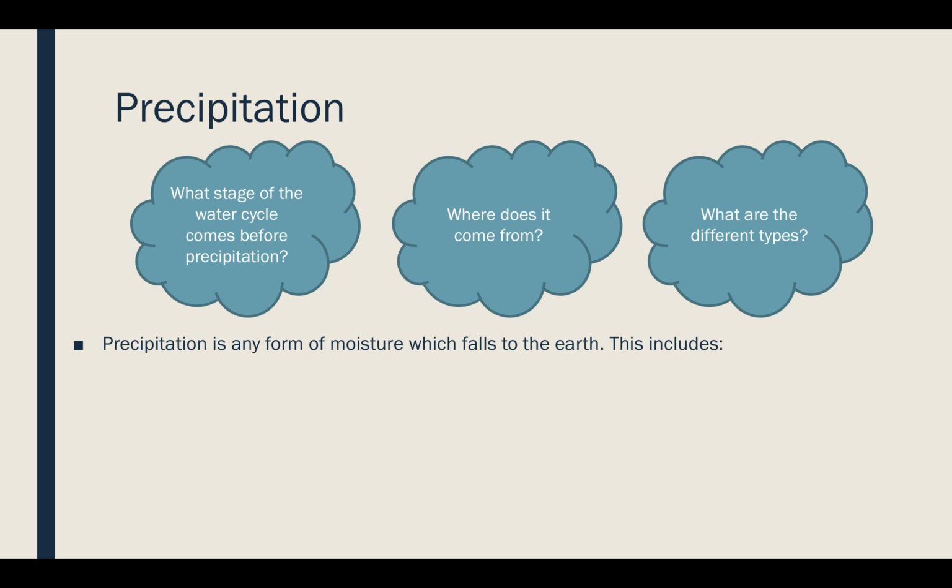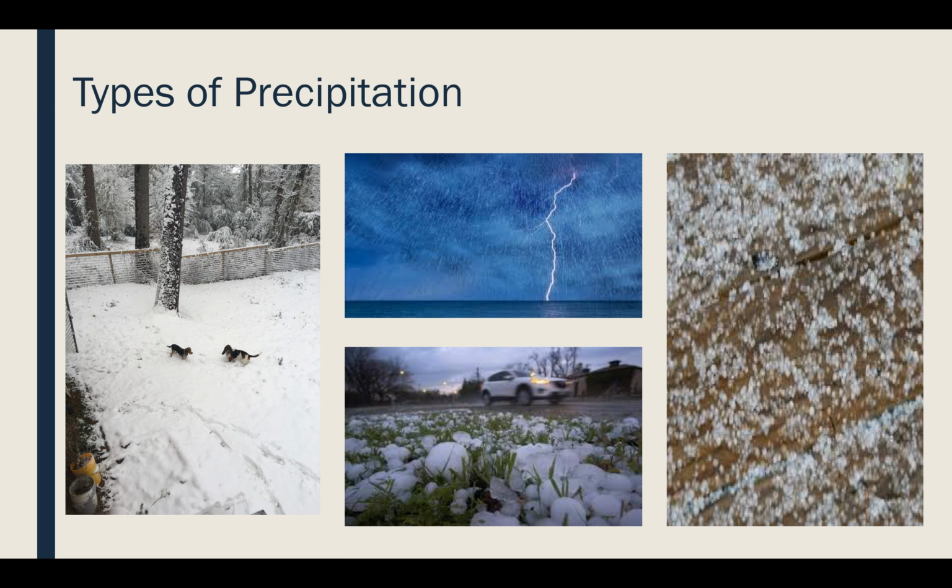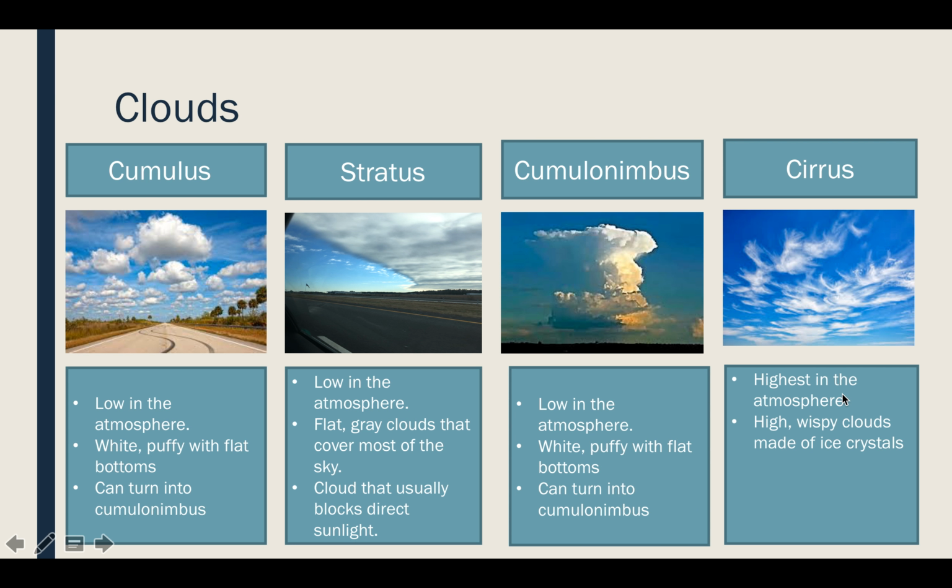And what are the different types? So, precipitation is any form of moisture which falls to earth, which includes snow, rain, hail, and sleet, and here are some pictures I gave. These are my puppies when it snowed outside, hail, rain, and sleet here. Pretty easy.